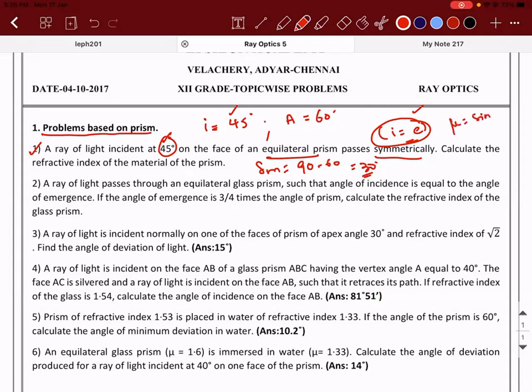Mu is equal to sine of (A plus delta M) divided by 2, divided by sine of A by 2. So (60 plus 30) divided by 2 is 45, divided by sine of A by 2, that is going to be 30 degrees. So what is sine 45? 1 by root 2, and sine 30 is half. The refractive index is going to be root 2.